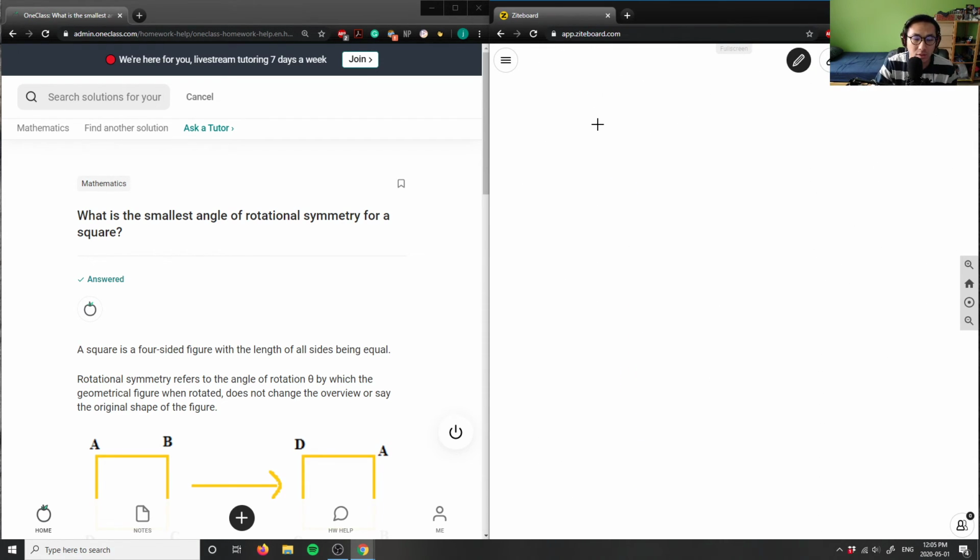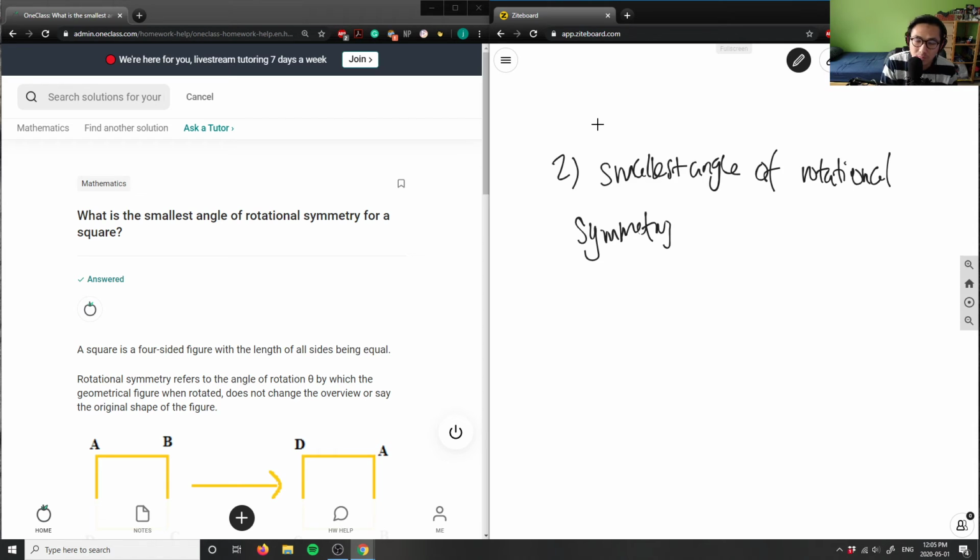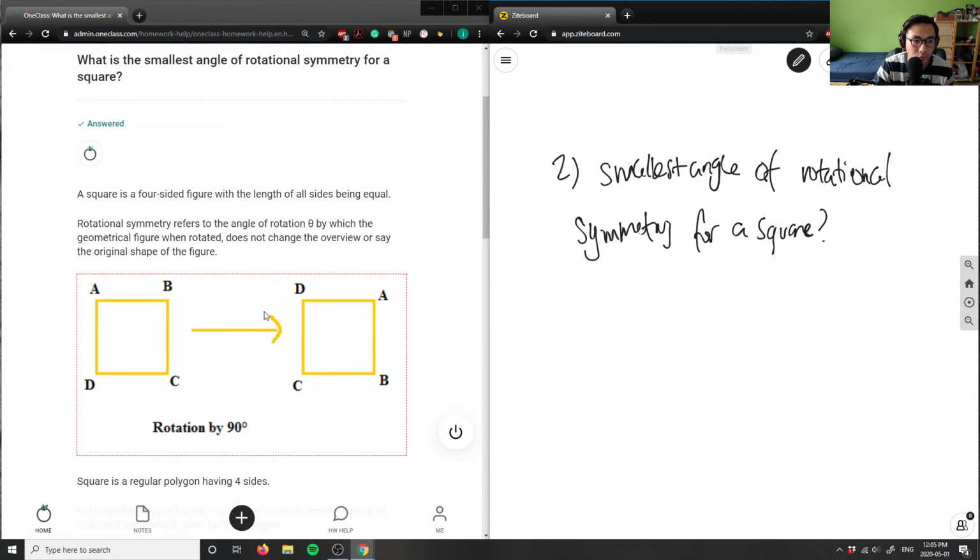Number 2 is asking what is the smallest angle of rotational symmetry for a square? Then they have a diagram here, so I'm going to redraw this diagram.